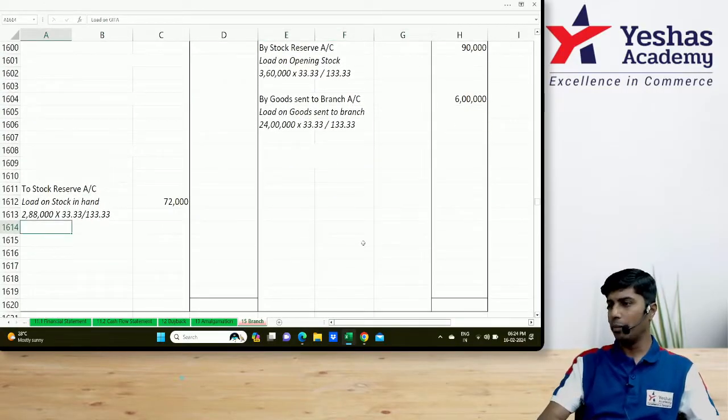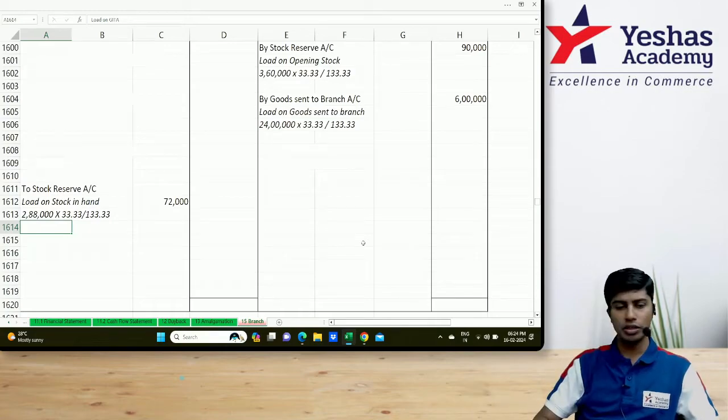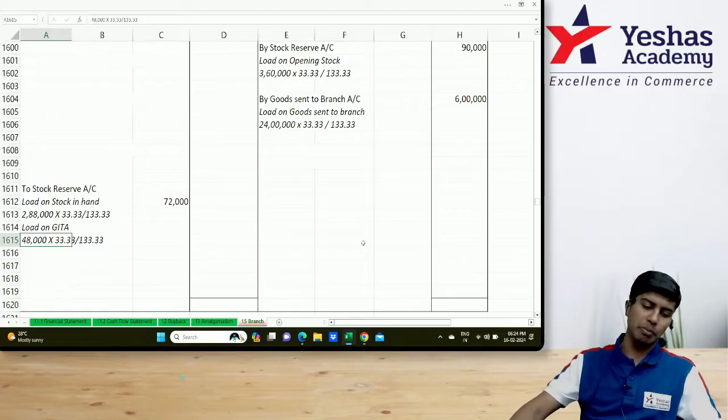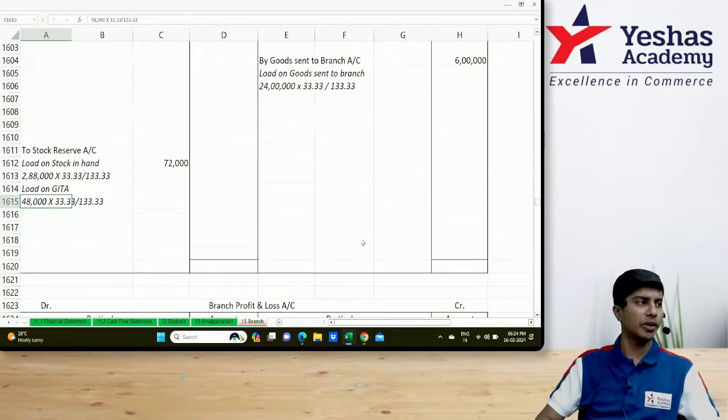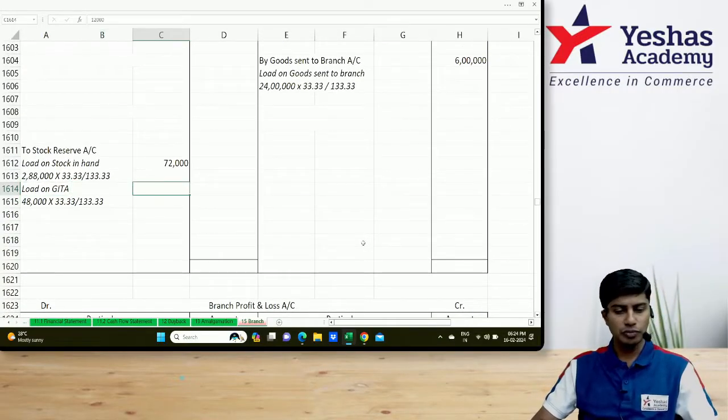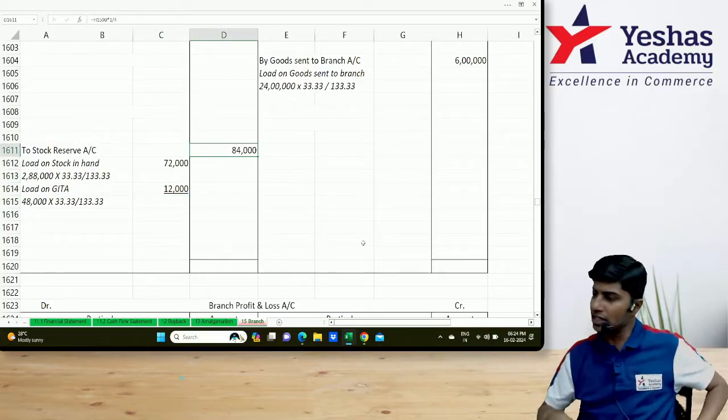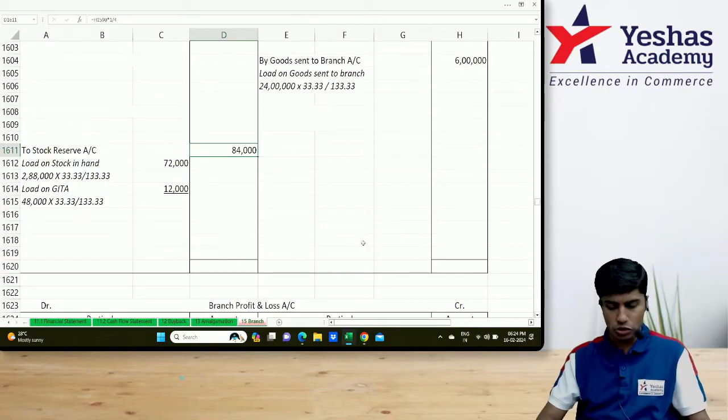You can choose to write separately. I will choose to write along with stock reserve here. Load on Geeta. How much? 48,000 into 33.33 divided by 133.33. That's nothing but 1 by 4. 12. 72 plus 12, 84. You can write 72 and 12 individually in the outer column also.